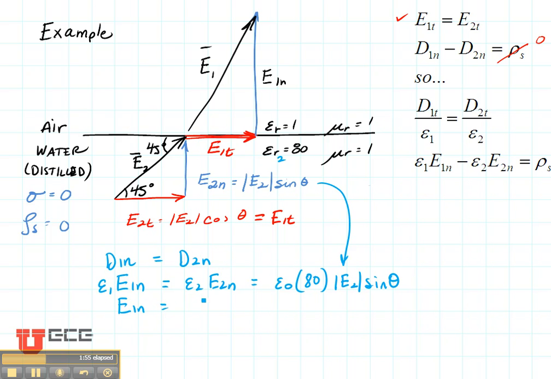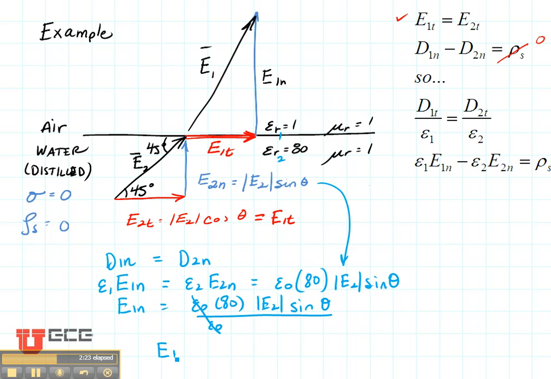E1n is going to be epsilon 0 times 80, magnitude of E2 times the sine of 45 degrees, divided by epsilon 1. Epsilon R1 is 1, so epsilon 1 is just epsilon 0. Let's cross those out. So now that I have found E1t, the tangential component, and E1n, I can write the electric field in region number 1.